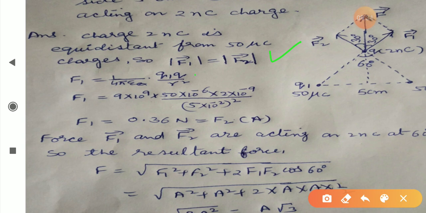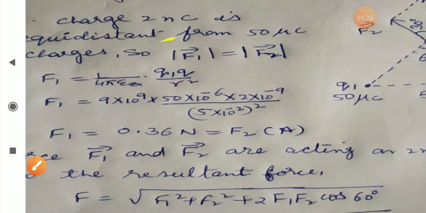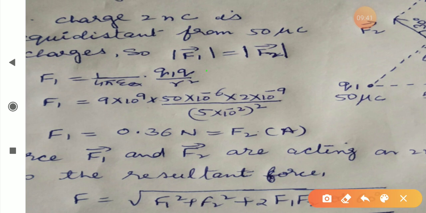Now force F1 is given by this relation, as you can see: F1 is equal to 1 upon 4 pi epsilon naught Q1 Q2 upon r square. Now the value of 1 upon 4 pi epsilon naught is 9 into 10 to the power 9. The value of Q1 is 50 into 10 to the power minus 6, micro being 10 to the power minus 6. Q is 2 nanocoulomb, so 2 as it is, and for nano we have 10 to the power minus 9.